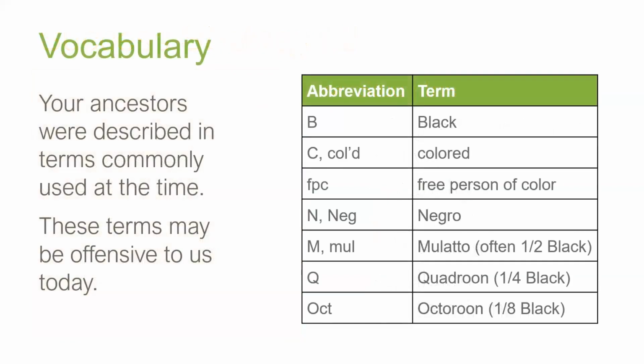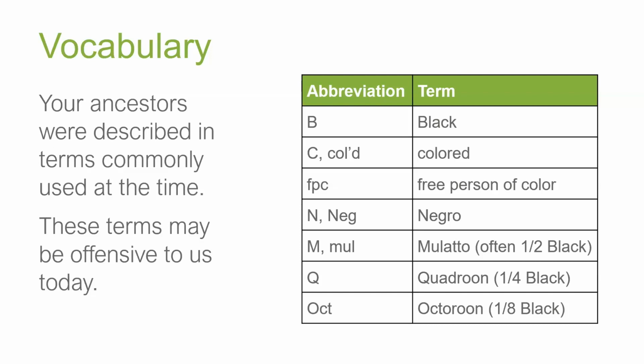Be aware that historical records referred to your ancestors with terms that were common for the time period. These could be considered offensive today, but it is important to understand what they mean. B was an abbreviation for black. C, or COL'D, stood for colored. FPC was an abbreviation for free person of color, and some records also used FMC or FWC for free man or free woman of color. N, or NEG, stood for Negro.